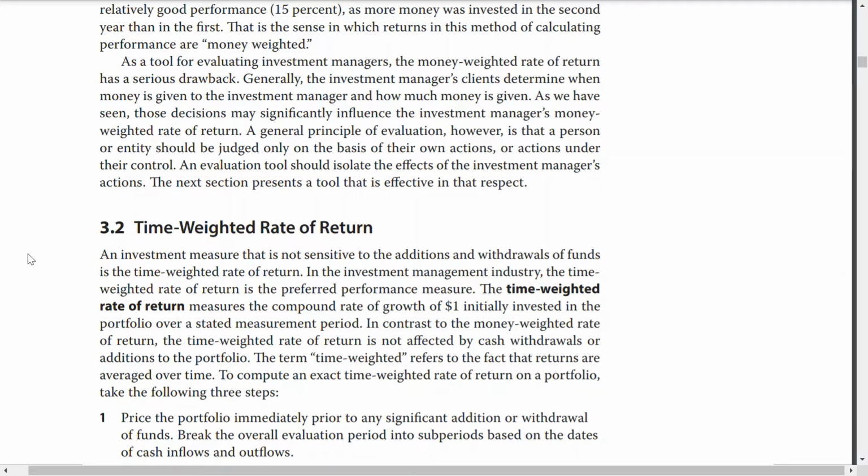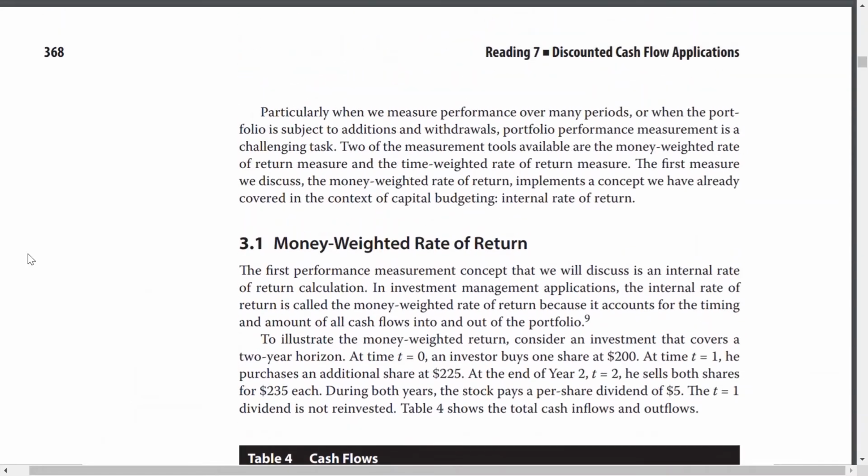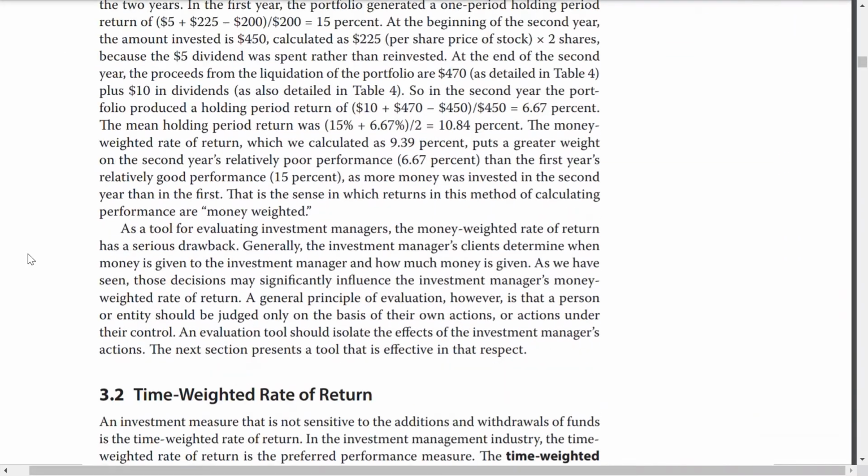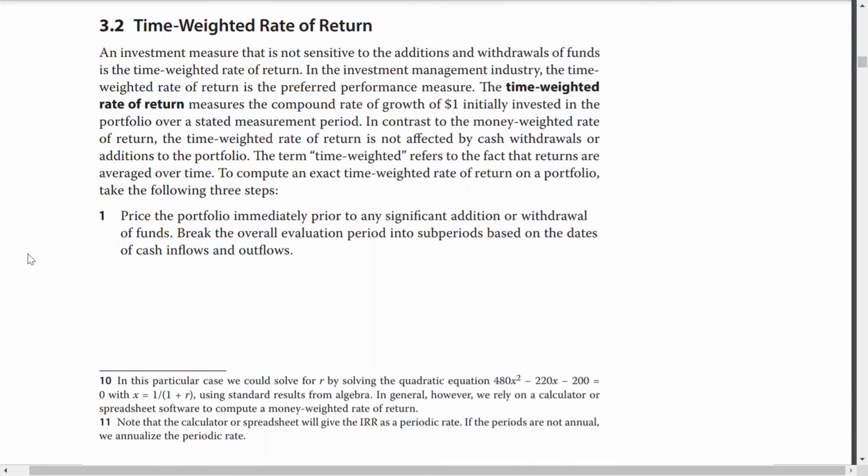So the first one, we had the money-weighted rate of return, and the second one, we have the time-weighted rate of return. An investment measure that is not sensitive to the additions or withdrawals of funds is the time-weighted rate of return. So the time-weighted return is different from the money-weighted return, because the time-weighted return is not sensitive to additions and withdrawals of funds. In the investment management industry, the time-weighted return is the preferred performance measure.